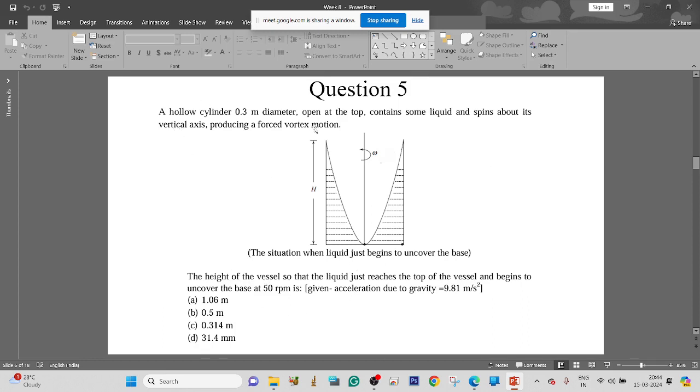So what do we need to find? We need to find the height of the vessel at which the liquid rises, right? I'll give you 2 minutes to solve this, and then we'll proceed with the solution. Let me give you an idea.